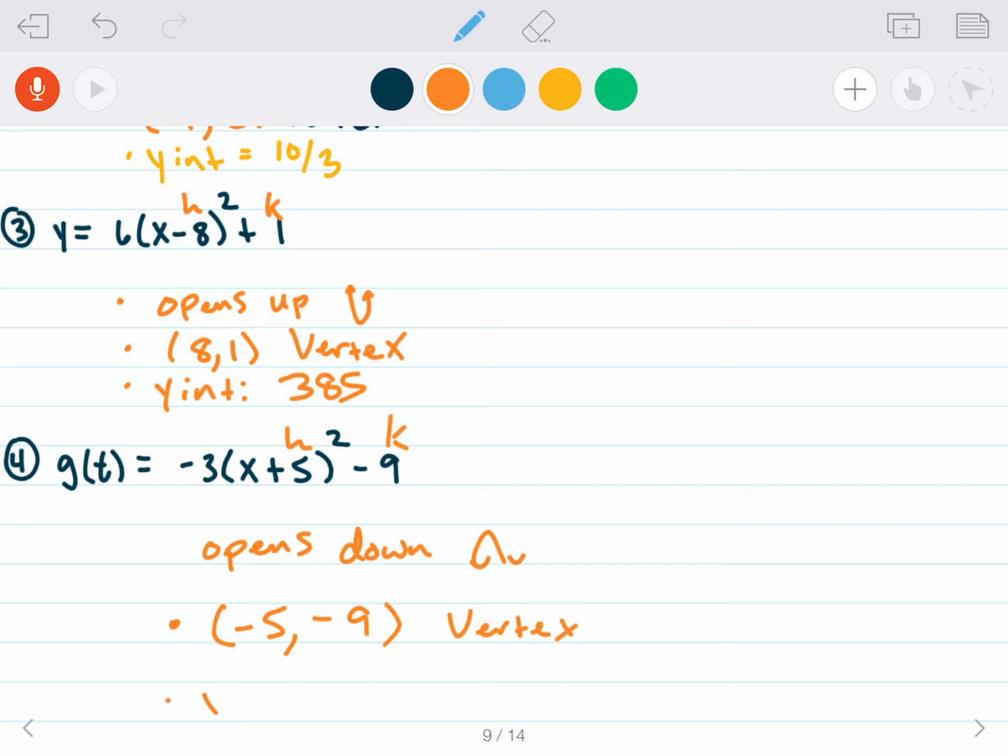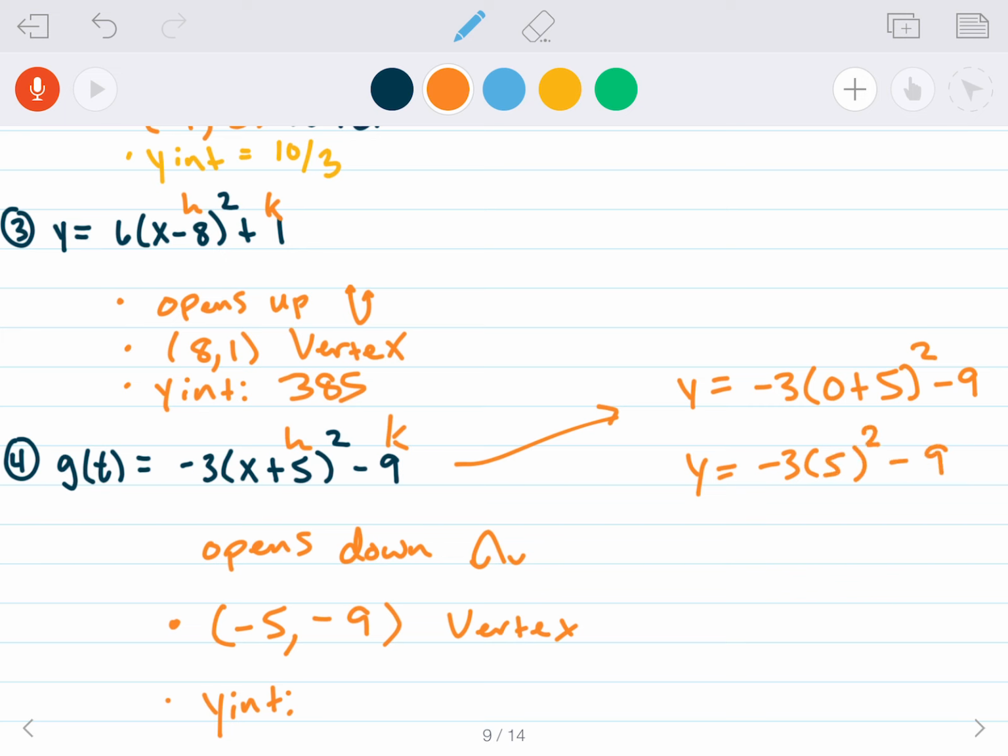And our y-intercept, we have to do some math. So y-intercept occurs when x is 0. Plugging in 0 for x, we get negative 3 times 5 squared minus 9. So y equals negative 3 times 25 minus 9.